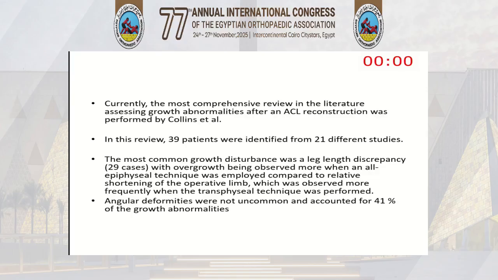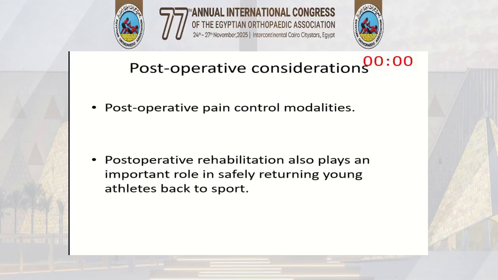Currently, the most comprehensive review is the one performed by Collins et al. In this review, 39 patients were identified from 20 different studies. The most common growth disturbance is leg length discrepancy, with overgrowth being more observed when an all-physeal technique was employed, compared to the relative shortening of the operative limb in transphyseal techniques. Meaning that if we utilize the all-physeal technique, this may lead to overgrowth, and this in itself would create leg length abnormalities or angular deformities.